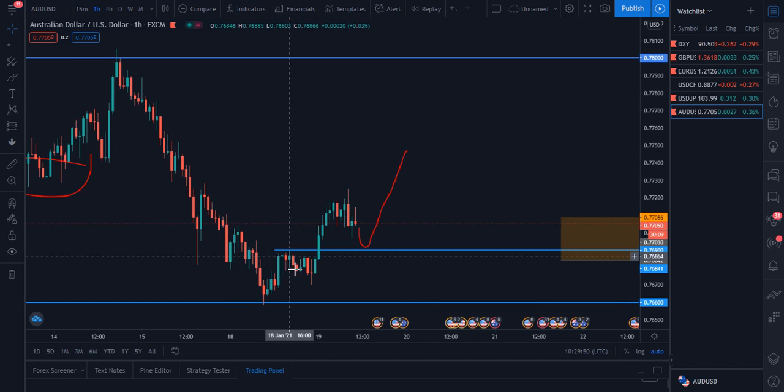As you can see, it's in a bullish trend, and it consolidated here, doing a correction. 0.76900, let me just look for it. As you can see here, yes, it touched here, came down and broke through that area, which is now going to be turned into support.